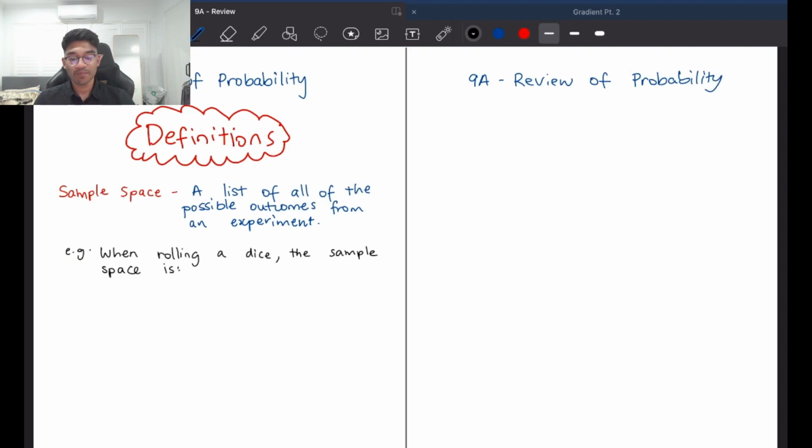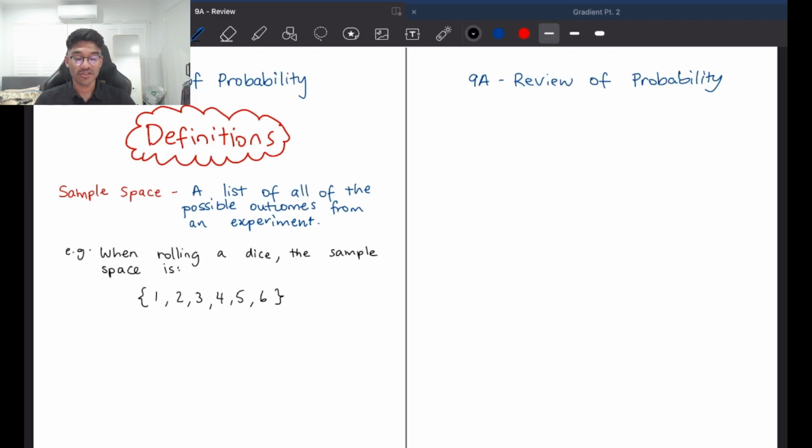So this is what we'd write. You do a squiggly line, then you write all the possible outcomes: 1, 2, 3, 4, 5, and 6. And we do the squiggly lines again. So when you see the squiggly lines, you know that they're talking about sample space, so all the possible options that we can have.